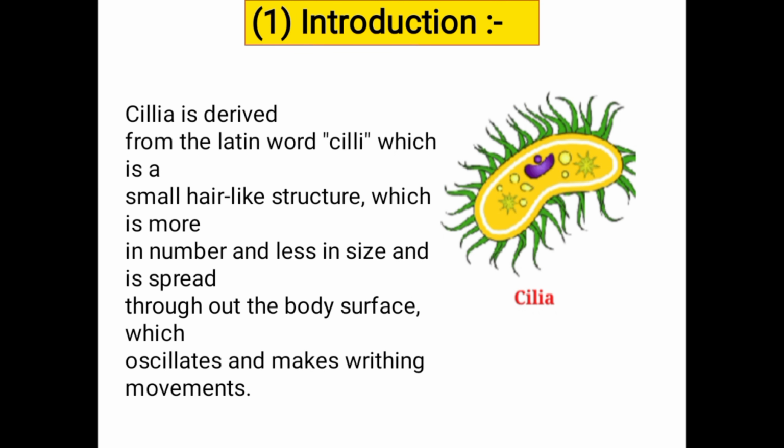Introduction. Cilia is derived from the Latin word cilium, which is a small hair-like structure, more in number and less in size, spread throughout the body surface, which oscillates and makes a writhing movement.